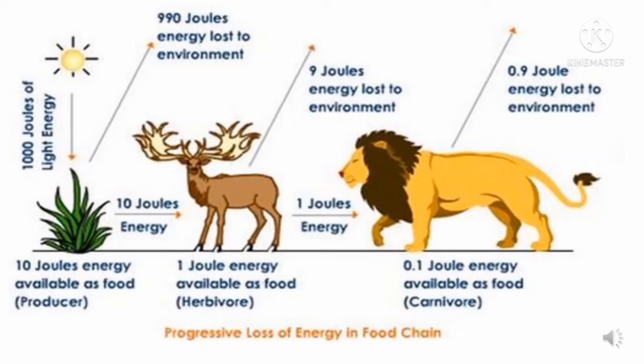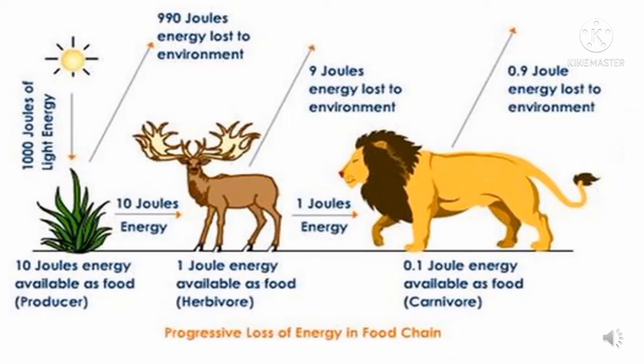What happens to the rest 90%? It will be lost to the environment. That becomes 990 joules. Now, going from this deer to the tiger, you can see that 1 joule was available for the herbivore, that is the deer. Only 10% of that, which makes 0.1 joule of energy, will be available to the carnivore, the lion over here. What will happen to the rest 90%? That makes 0.9 joule. It will be lost to the environment. Now again from this lion, 0.9 joule of energy will be lost to the environment.